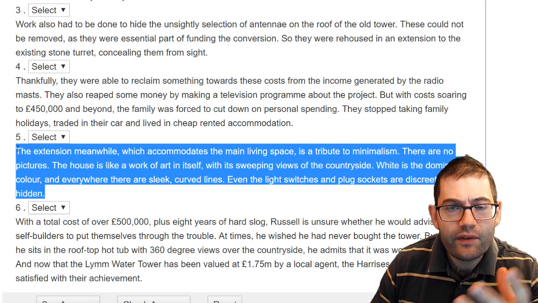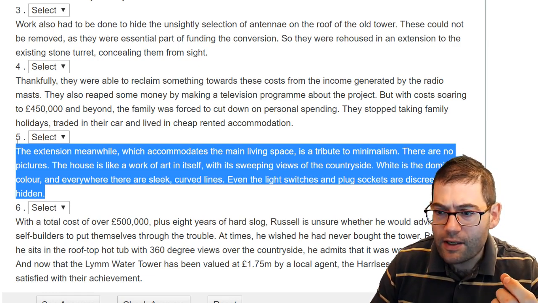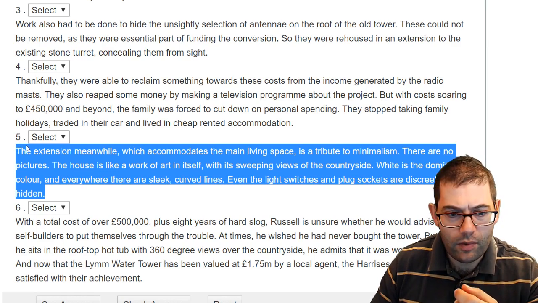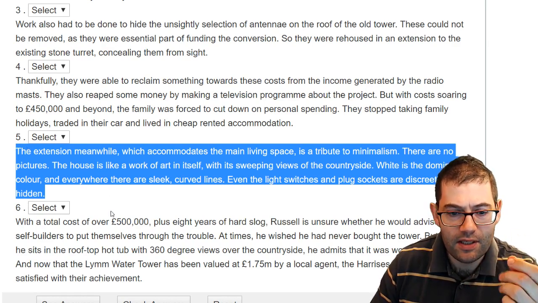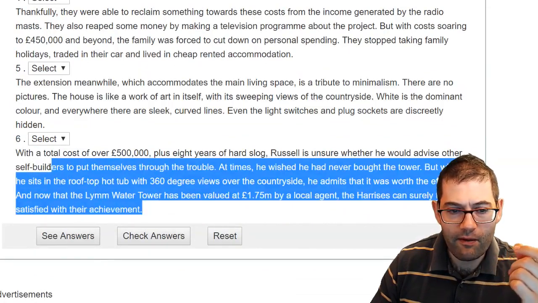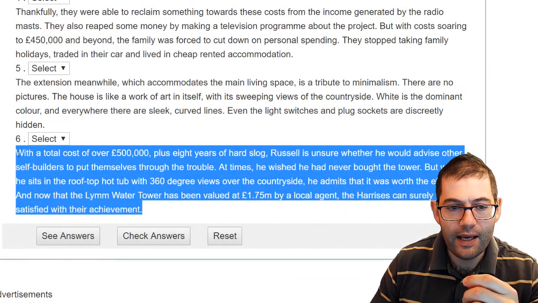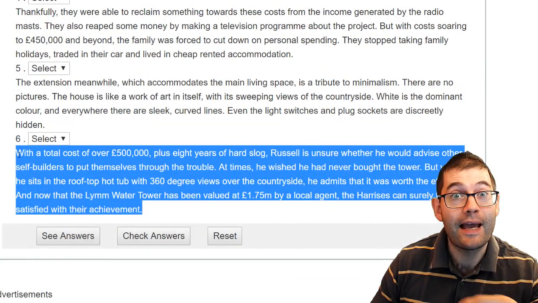And now we're actually talking about the building itself. It's as if the building is completed by now, that it looks wonderful, it's beautiful, it fulfills their dreams, so to say. And then lastly, you've got a paragraph about money, final costs, and how much it's worth.